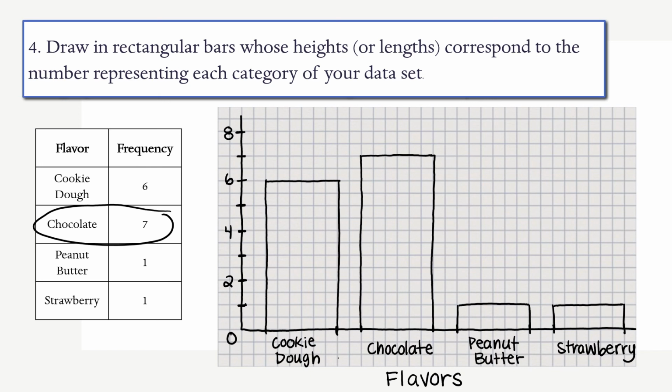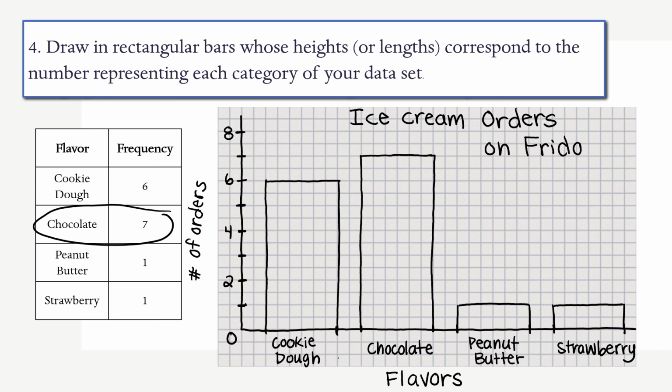And you might want to add some extra details to this, like these numbers are the number of orders. And we probably want a title for this, so we can call this ice cream orders. And if you wanted, we could be even more specific. These were the ice cream orders on Friday. If we were given a restaurant, we'd probably want to include that too. But here is a bar chart.